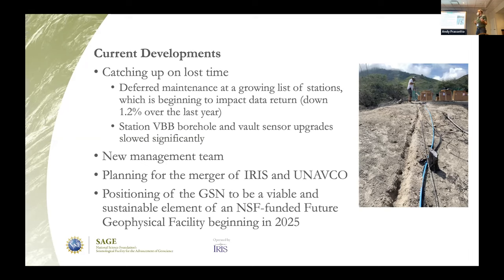And so the uptime of the GSN overall is down a little bit more than 1% over the last year. Also, that has slowed what was a very impressive pace of upgrades to the very broadband instruments. I had mentioned that plot where about 30 stations were upgraded between 2016 and 2019, and there's been only a handful that have been able to be done over the last couple of years because of travel restrictions due to the pandemic.